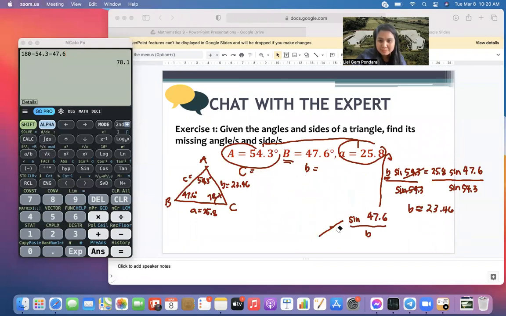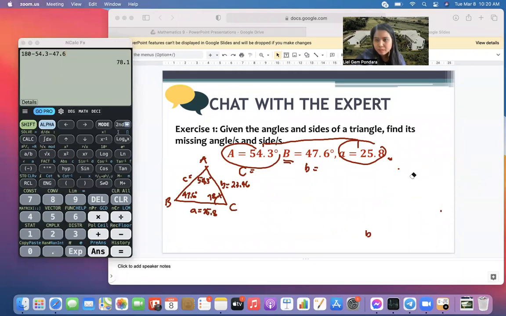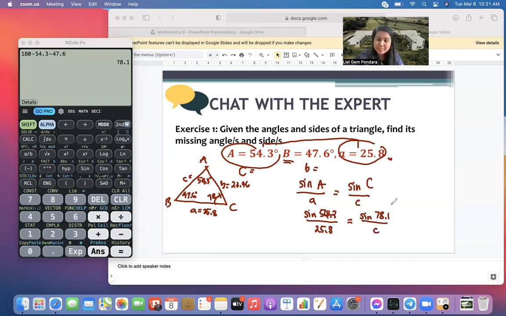Let me first erase this. Let's use the complete given. Sine A over A equals sine C over side C. So you have sine 54.3 over 25.8 equals sine angle C 78.1 over side C. Now, can anyone tell me what are we going to do next? To solve for C. Multiply. Very good. We cross multiply.